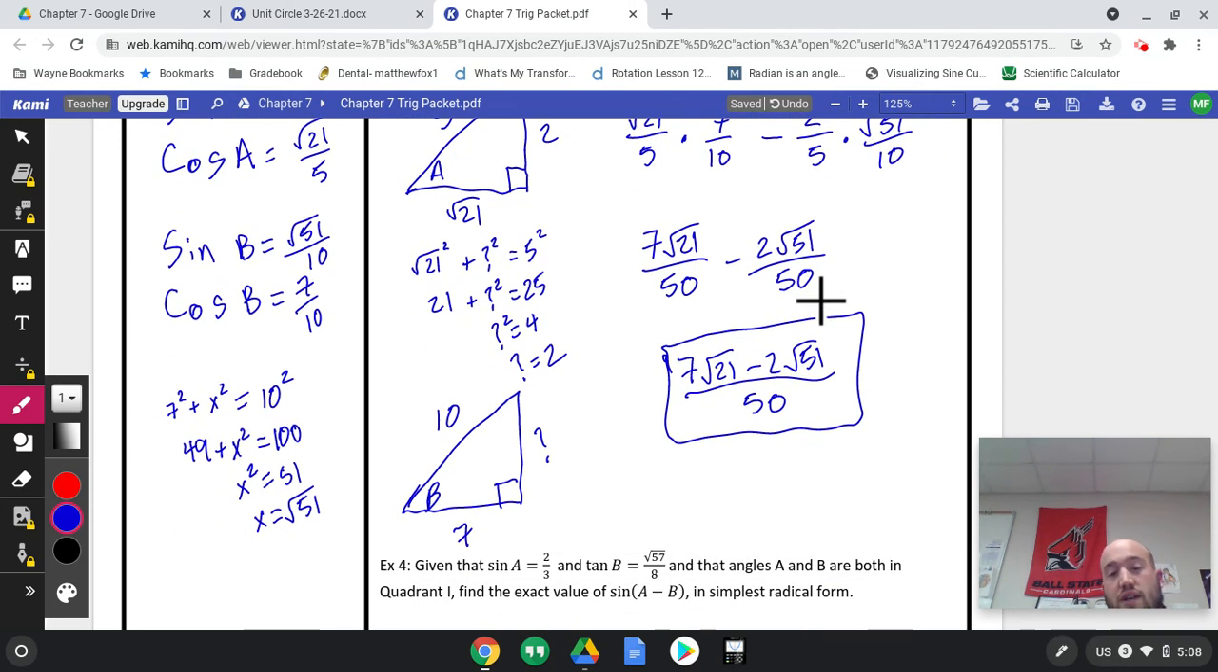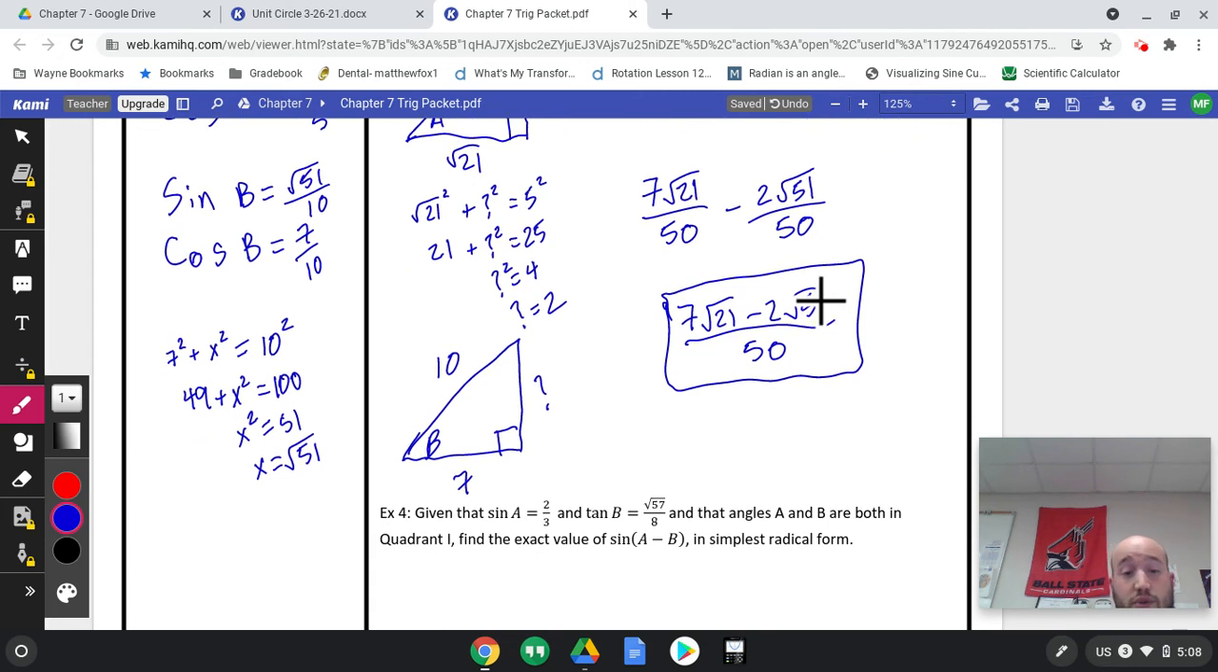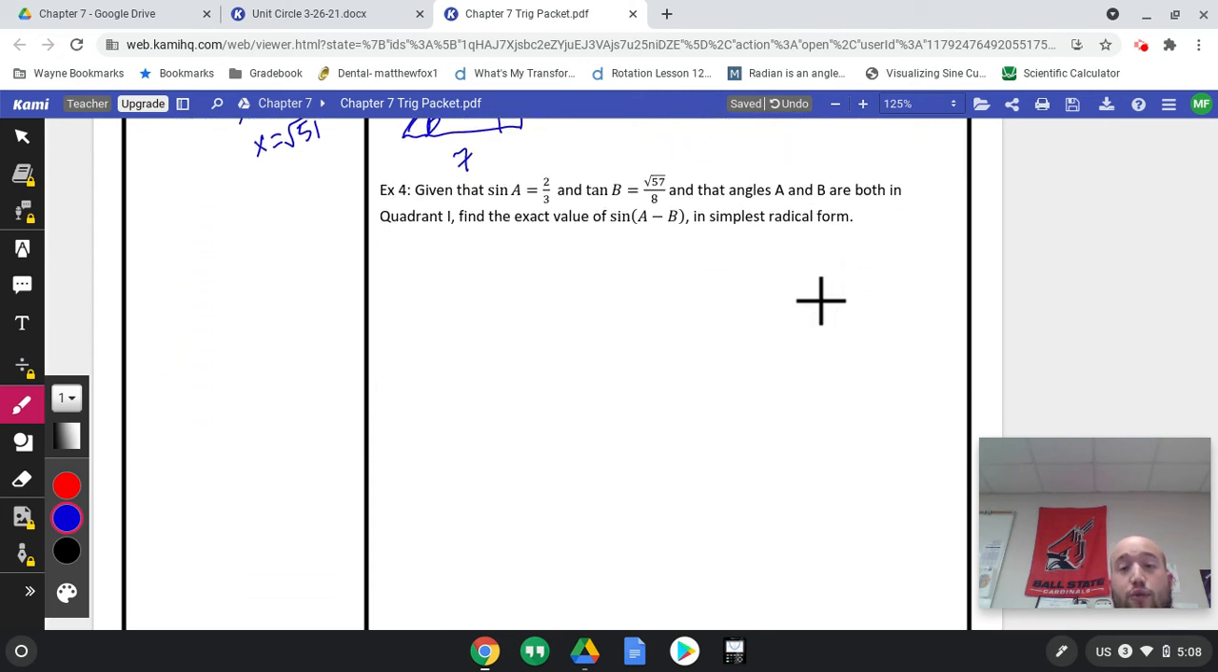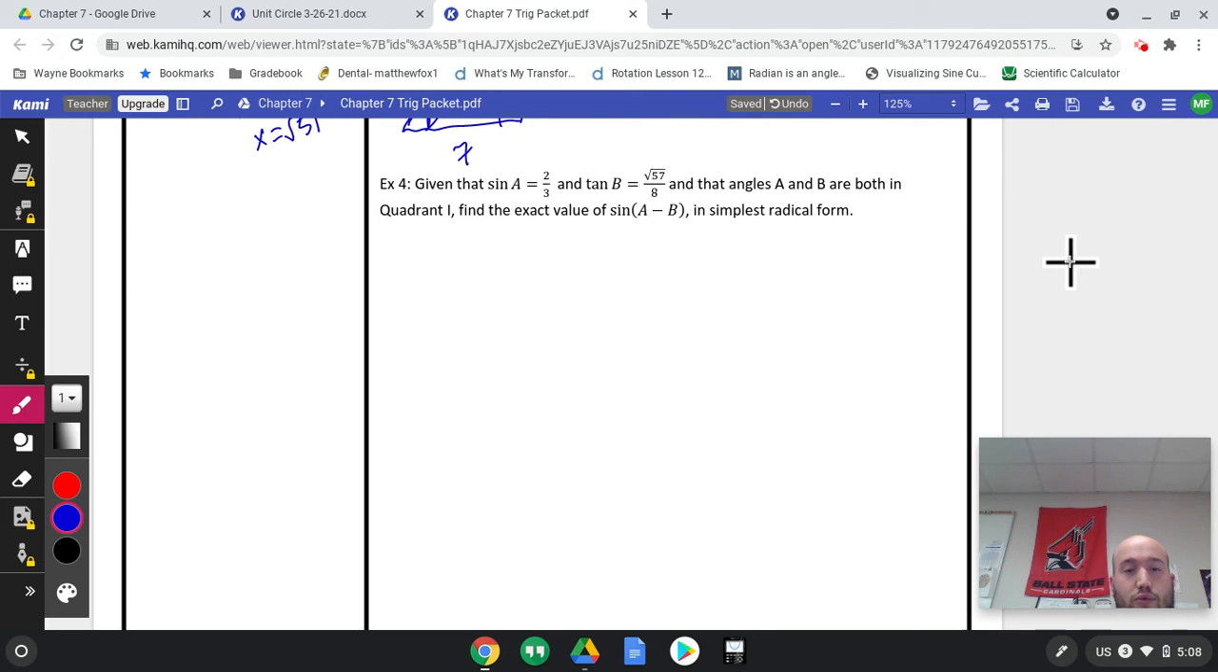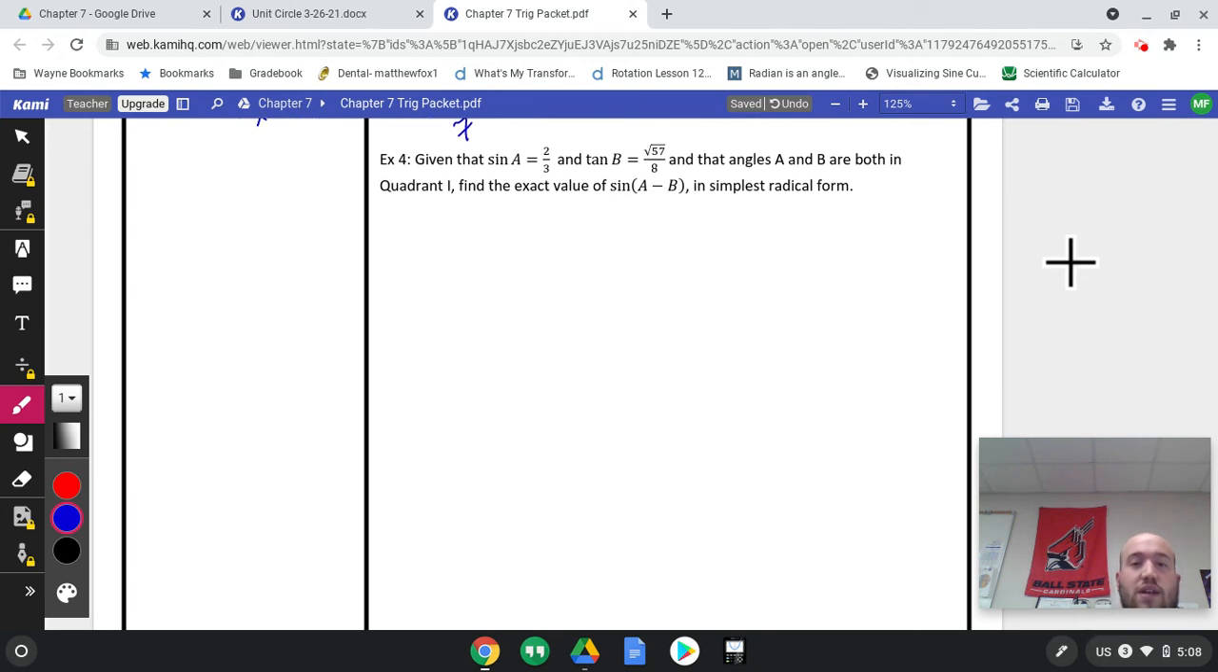I know this is a little lengthy, so if you need to pause the video, take a little breather, that's fine. Example 4, I'm going to go ahead and just do it because we're rolling. So given that sine of A equals 2/3 and the tangent of B equals square root of 57 over 8. Okay, so that'll be O over H, TOA, O over A.